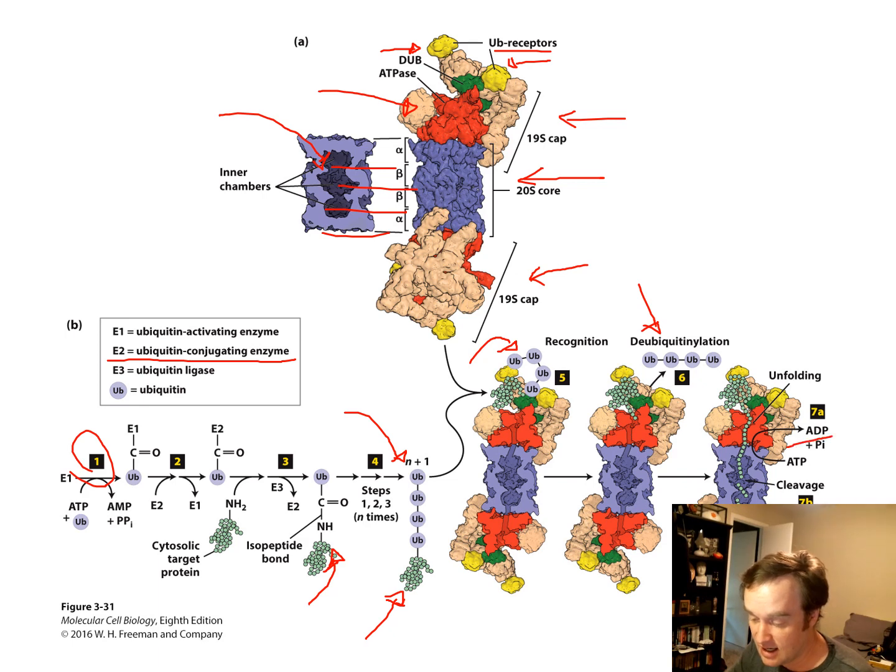So at that point, it's happening in the ATPase, right up here in the red, is unfolded, and then it moves into the inner chamber. And at the inner chamber, peptide bonds are cleaved, and the cleaved peptides are then discharged and degraded further by soluble proteases that are floating around in the cytoplasm.